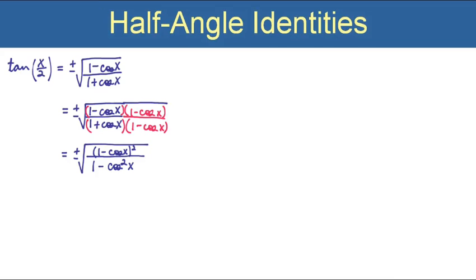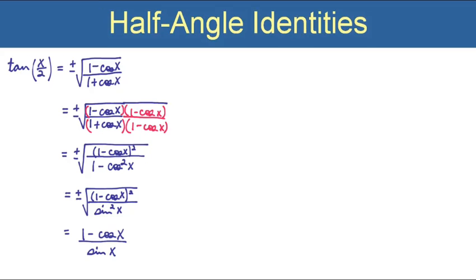Alright, now let's see what we can do to this. We know that 1 minus cosine squared, according to the Pythagorean identities, is the same as sine squared. You remember that 1 minus cosine squared is equal to sine squared. Okay, now the reason I wanted to do that is because now I have two squared quantities under this radical. So when I simplify the radical, the square root of a square just gives you what's being squared. So this is going to simplify to (1 minus cosine) over sine.